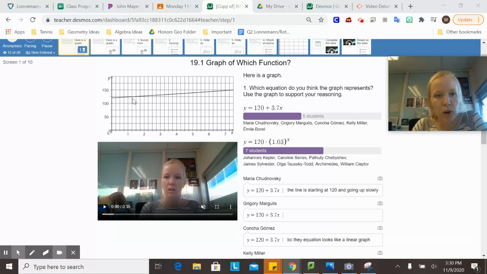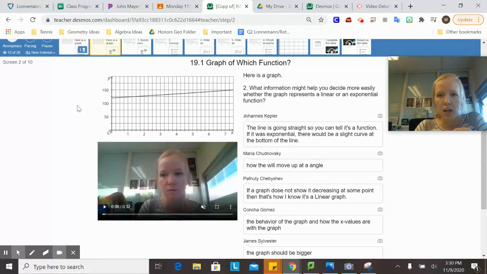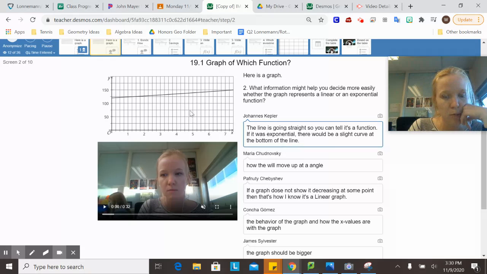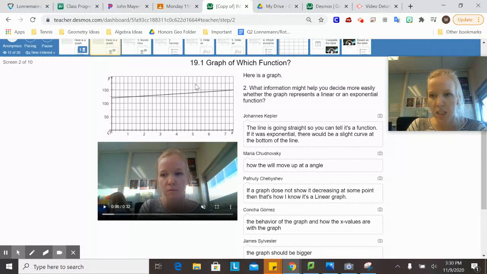It is hard to tell because we don't have any points here, which leads us to our next slide. What information might help you decide more easily whether the graph represents a linear or exponential function? So here someone tells us the line is going straight, so we can tell it's a function. If it was exponential, there would be a slight curve at the bottom, so maybe we're going back to thinking, is it linear, is it exponential?